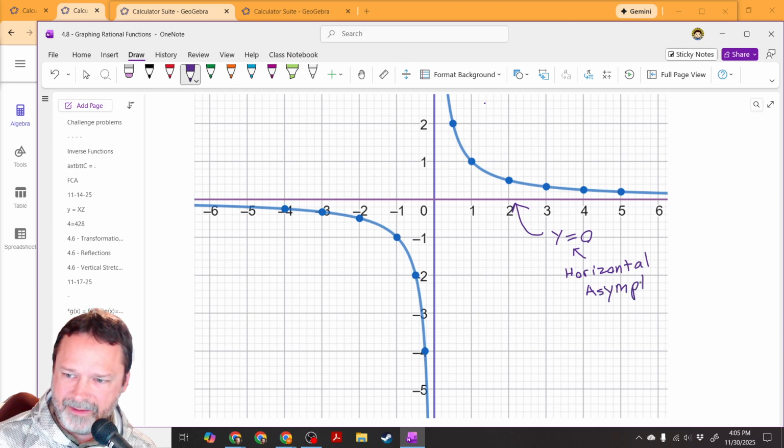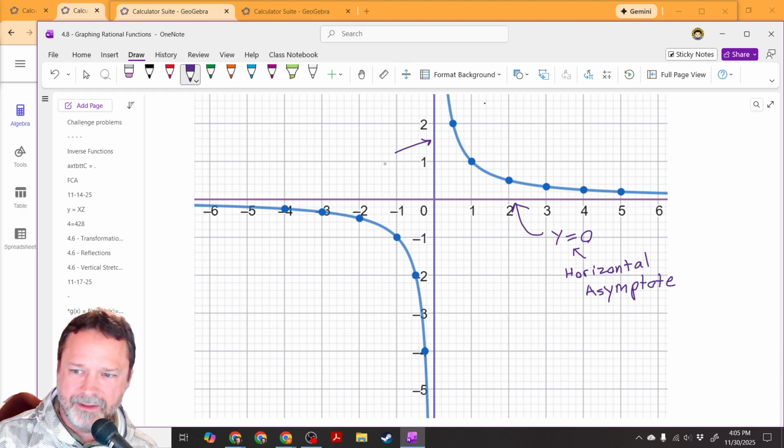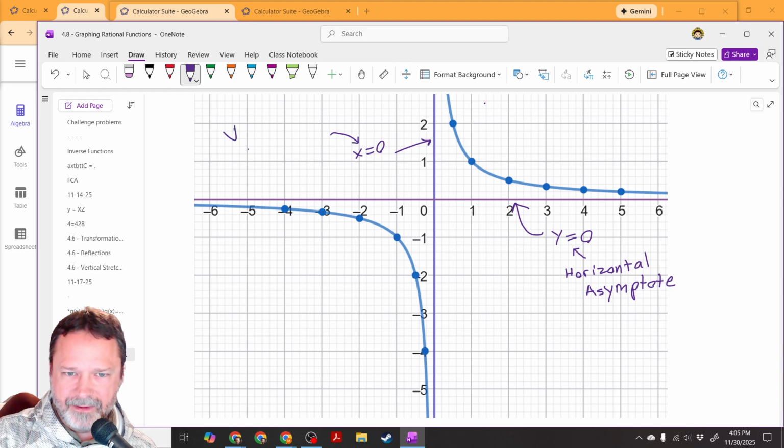All right. Now, we also have this line here, this vertical line. That's a vertical asymptote. That's at x equals 0. That guy's x equals 0, and that is our vertical asymptote.